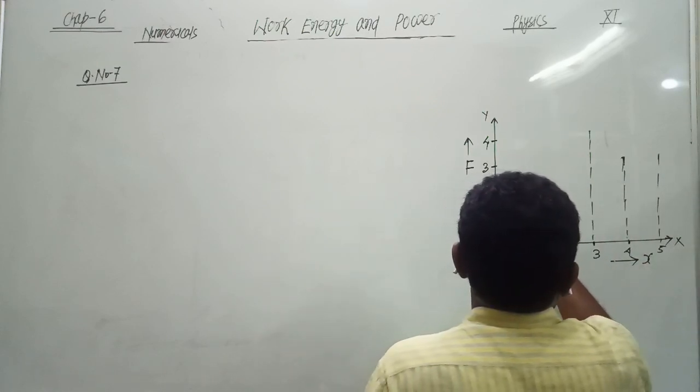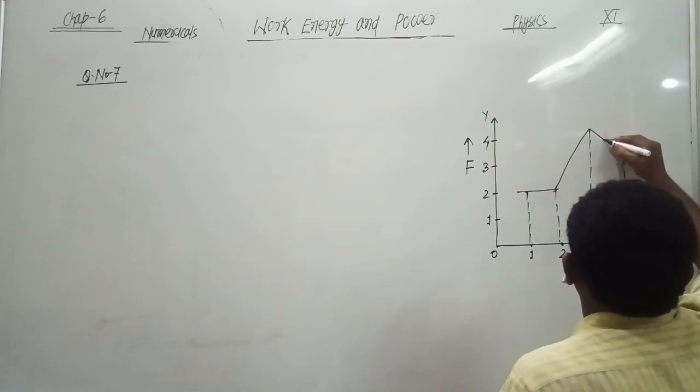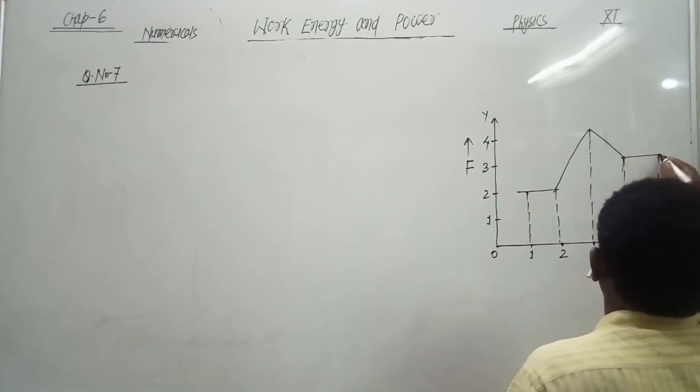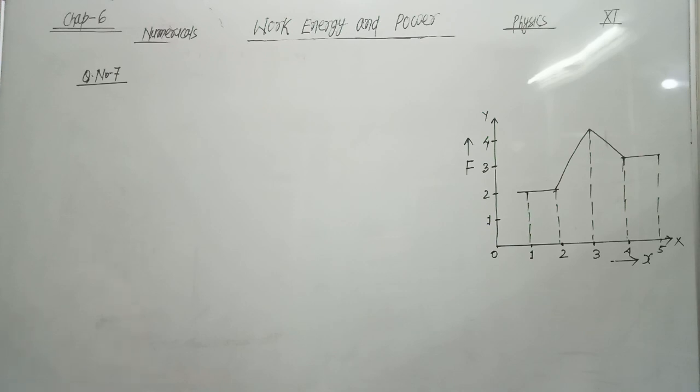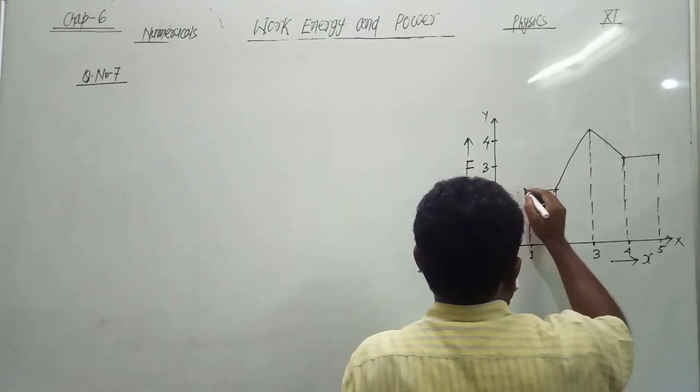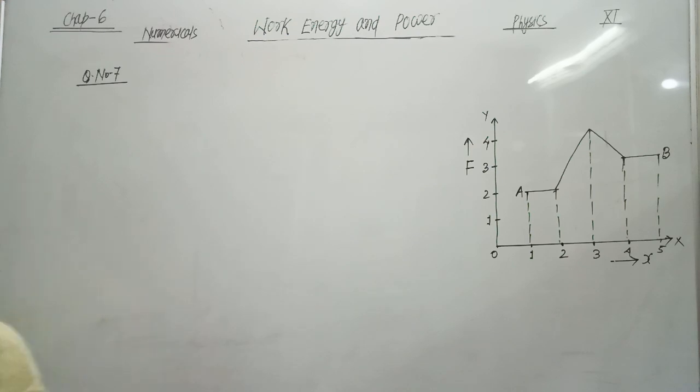We have given the graph. This is the graph between force and displacement, and the points are A, the starting point, and this is the point B. A body moves from point A to B under the action of a force. Force F is in Newton and distance x is in meter.